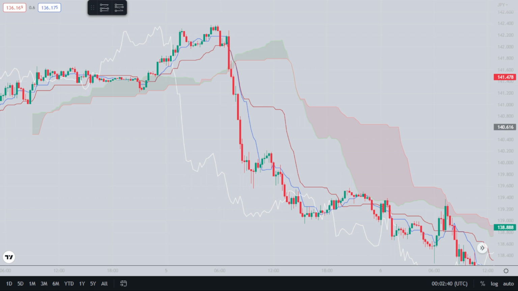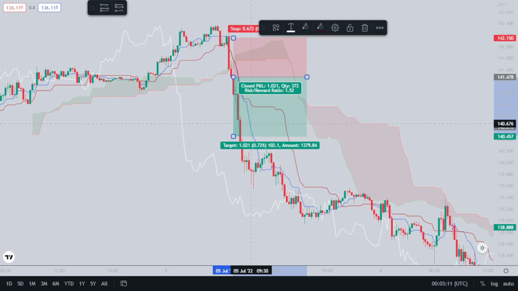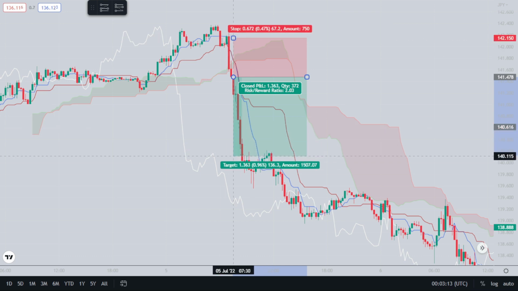In this second example, we have a short position here. All the rules are checked, and we enter a short position with our usual stop loss and take profit. And as expected, the price goes in our favor and hits the target.